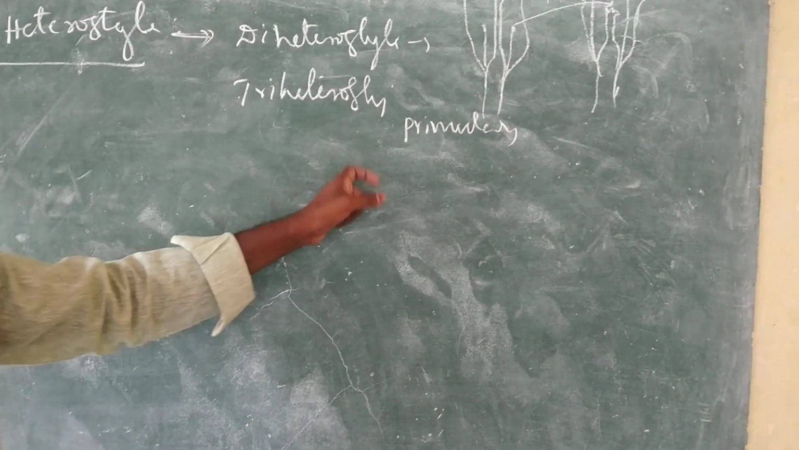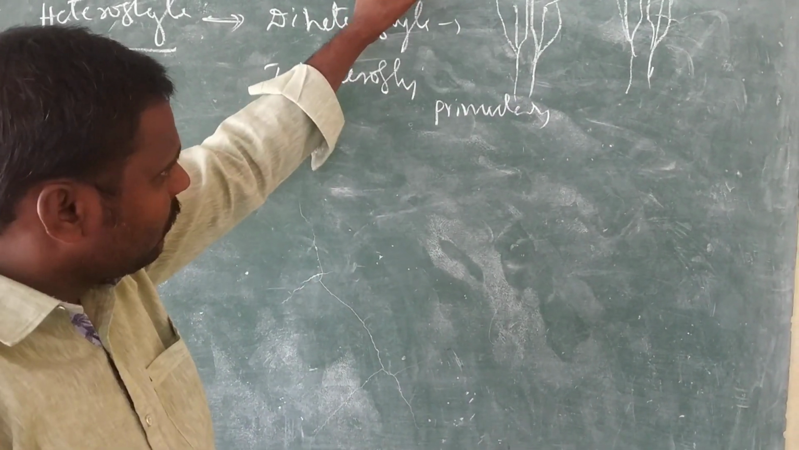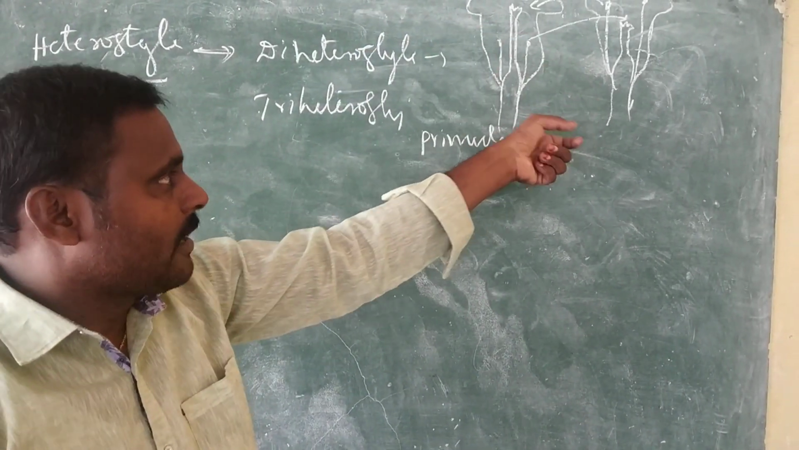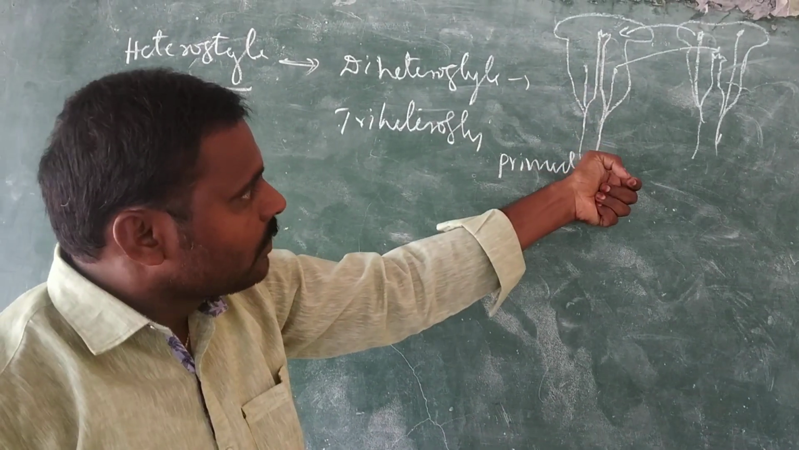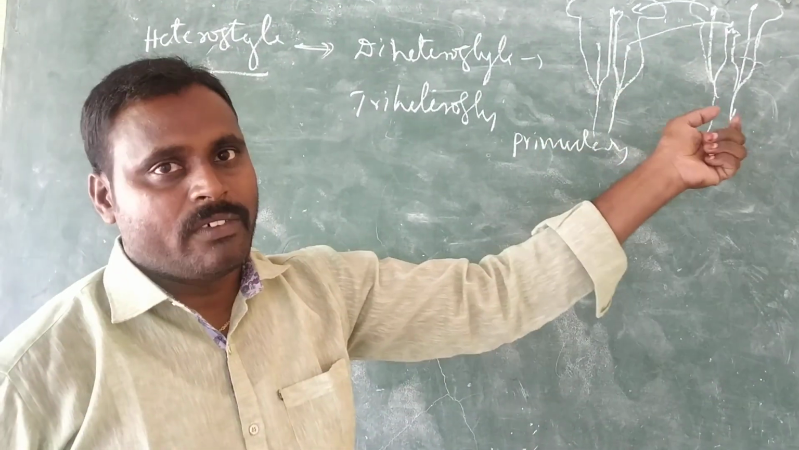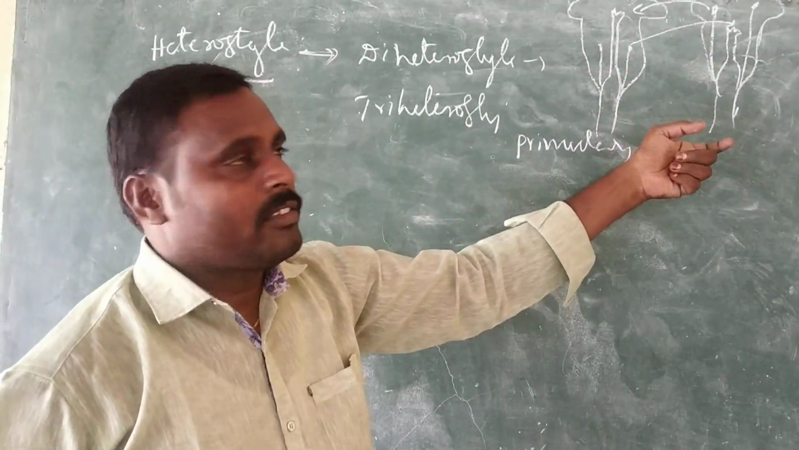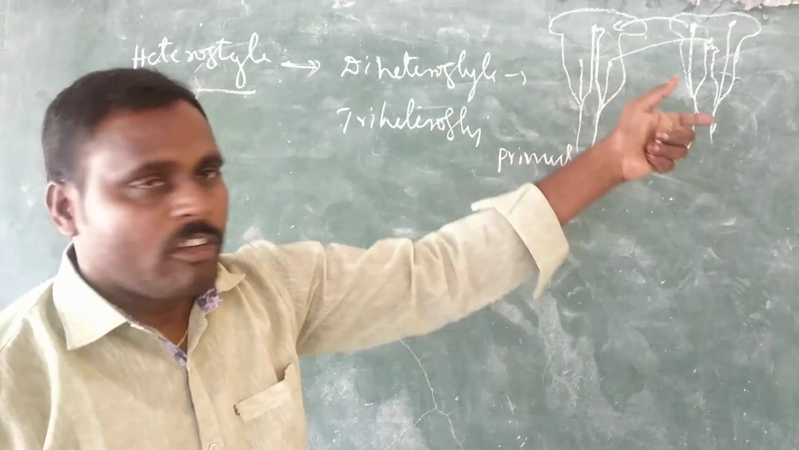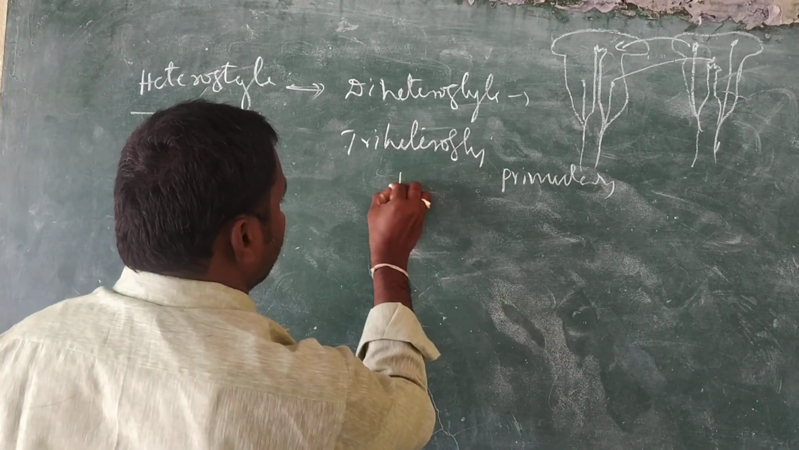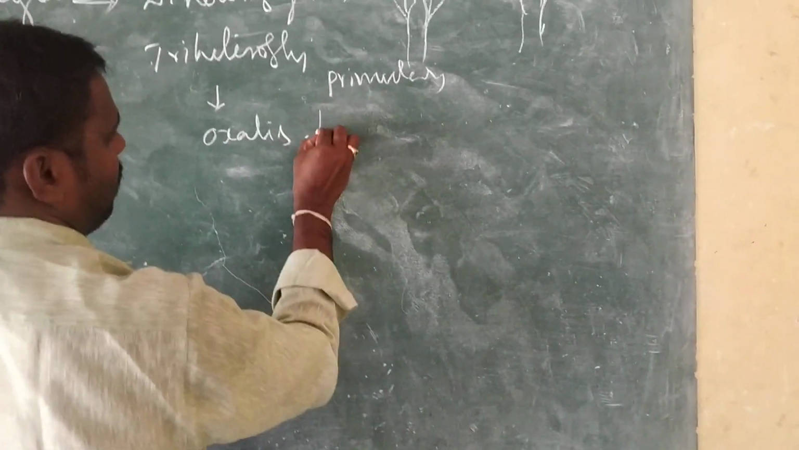Similarly, tristyly. That means three different types of flowers. One flower has a long style, short stamens and intermediate stamens, another flower has a short style, long and intermediate stamens, and another flower has an intermediate style, long and short stamens. As a result, cross pollination takes place. Example for tristyly is Oxalis.